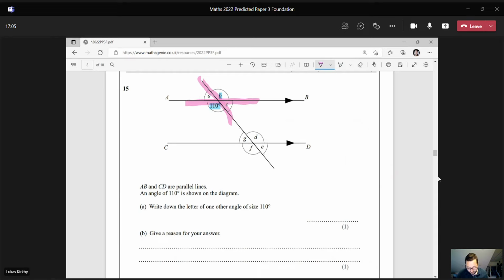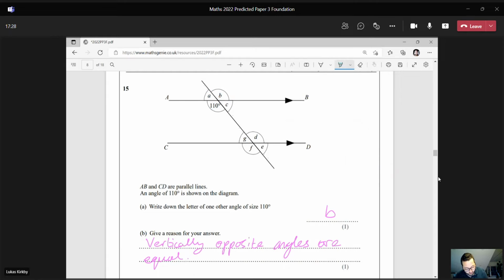So one letter that is size 110 is B, and that is because vertically opposite angles are equal. Okay, now there's others you could have done.